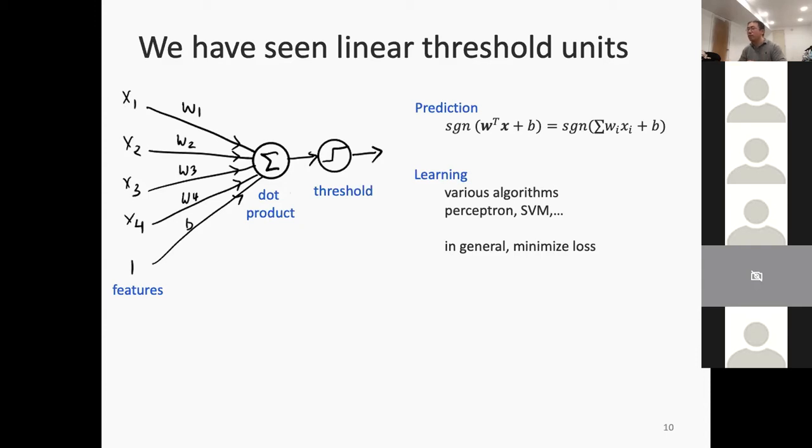And this is one neural network actually. This is called a one-layer neural network. And there are a lot of ways to learn this one-layer neural network. You can use perceptron, you can use SVM, you can use other losses as well. Generally, you're going to minimize those losses on the data to estimate the parameters on the edges, W1 to W4 and B.